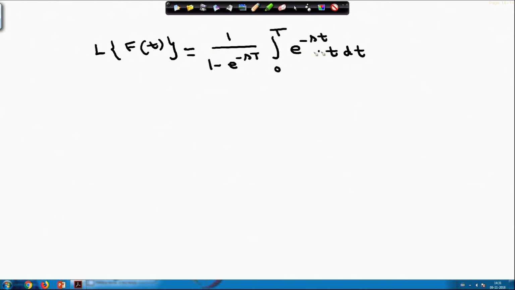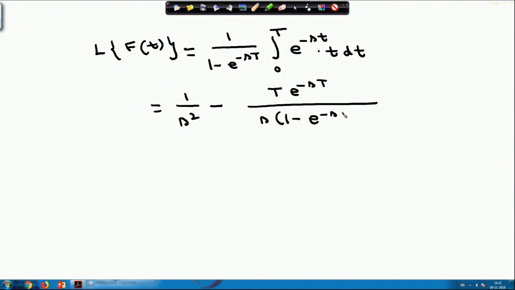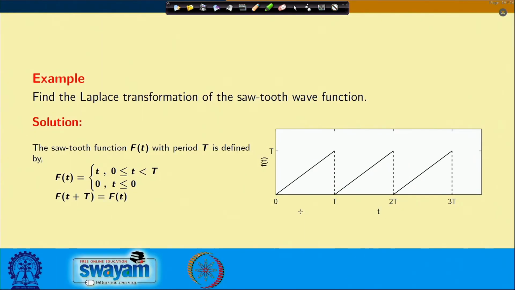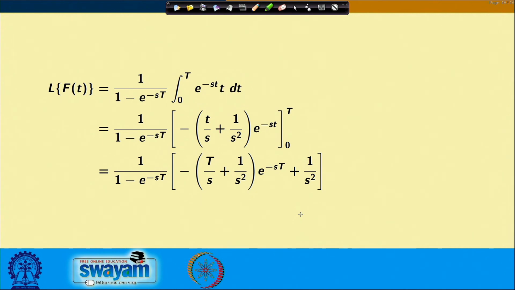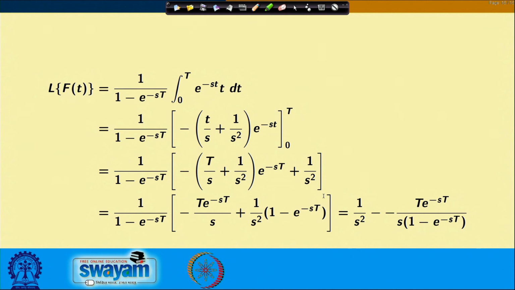Very easily you can evaluate the integral with the normal process, that is, using integration by parts. The ultimate result I am writing: this equals 1 by s square minus T e power minus sT by s into 1 minus e power minus sT. Please recalculate this on your own, just check whether the value of the integral is proper or not. So, you are getting this particular value. If we go back here, your f(t) is 1 minus this. Here I have given some steps for evaluation of the integral, and at the end I have given the final result.